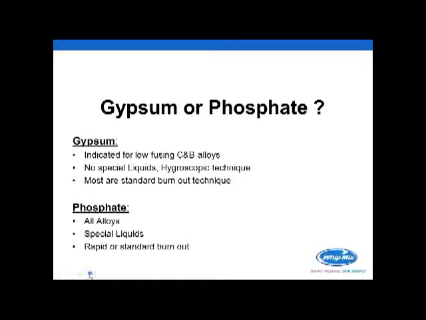Now, we came along later with phosphates because we needed higher temperatures. And phosphate investments now can be applied to all alloys. You will get some variation in surface and some differences in finishing technique because you're not working with gypsums, especially if you are switching from a gypsum alloy to a phosphate alloy. You'll notice some of those differences. You will need to use special liquids, and you can use a rapid or a standard burnout technique.